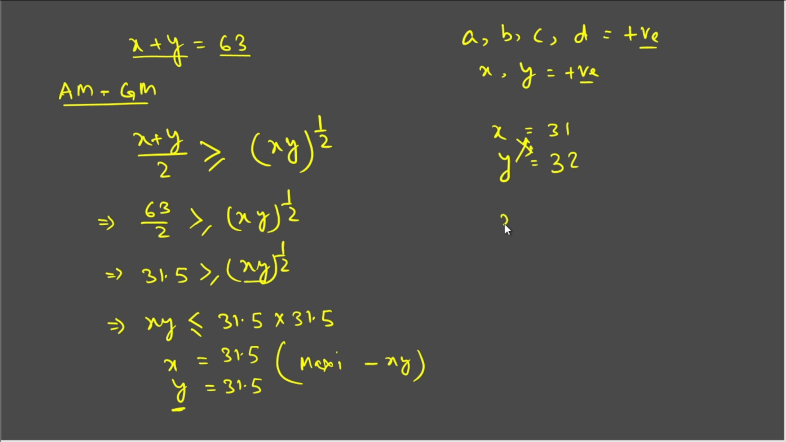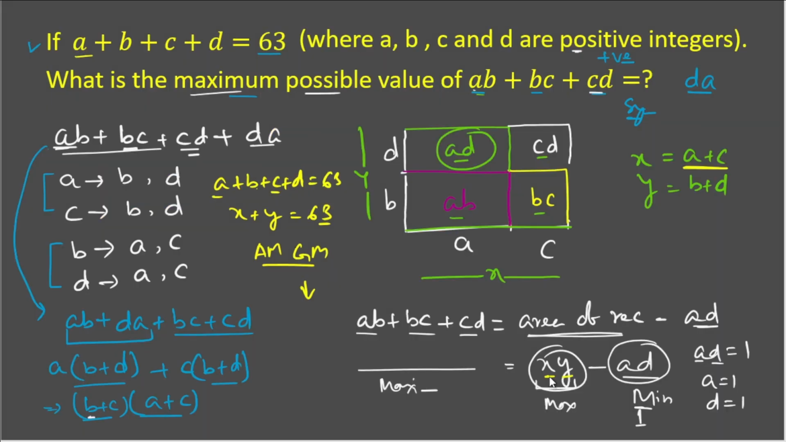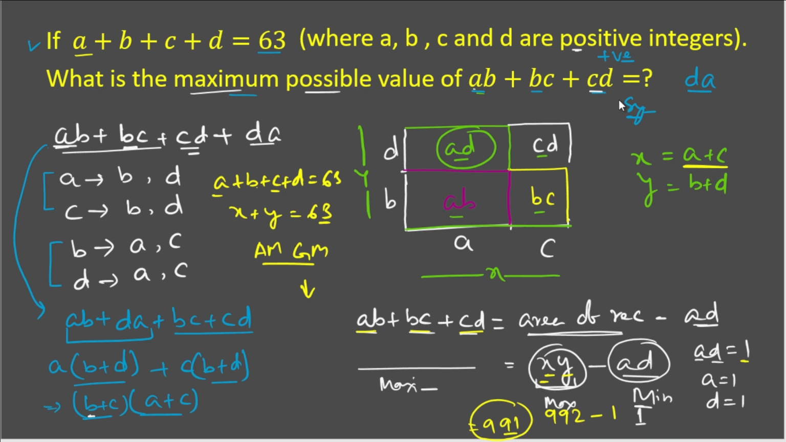Now the multiplication of x and y will be 31 times 32, and the multiplication of 31 and 32 is 992. So we have calculated xy is 992. In the previous step we have the maximum value as 992 and the minimum value of AD as 1, so we subtract 1 and it will be 991. So the maximum value of AB plus BC plus CD will be 991. This is the answer to the question.